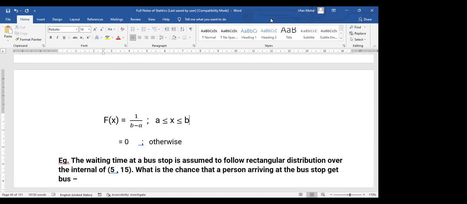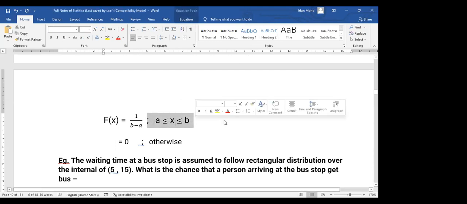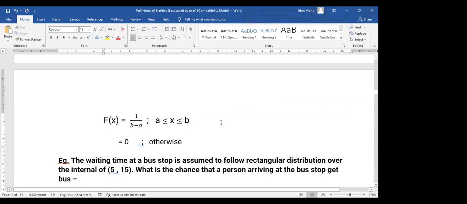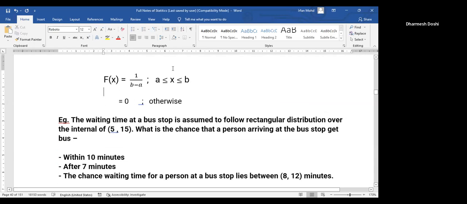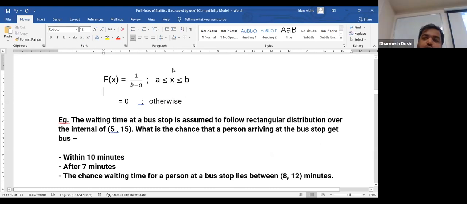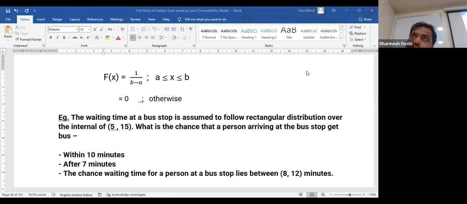Guys, on screen. Uniform distribution is used when we have a time interval, when we have data given in continuous format. Continuous means when we have a range. For example, say the waiting time at the bus stop is assumed to follow rectangular distribution. So either you call it uniform or rectangular, the meaning is the same, over the interval of 5 to 15.